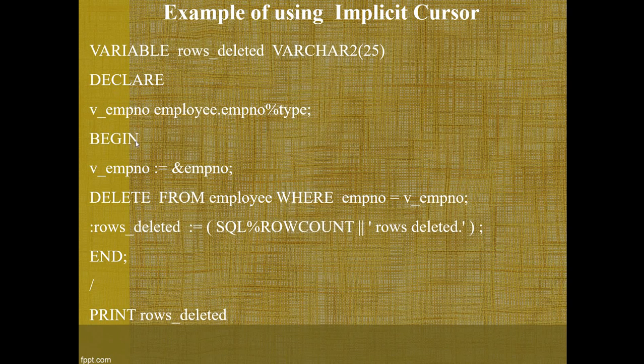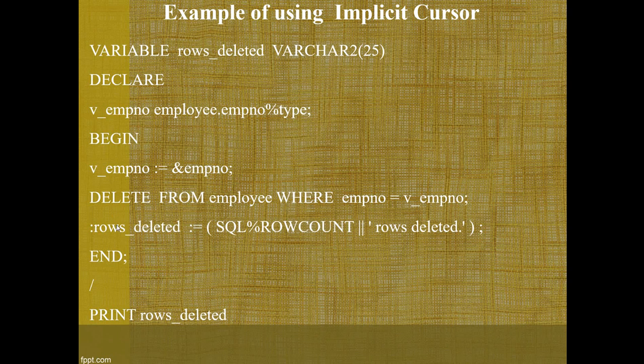Then BEGIN to start the executable code. v_emp_number := &emp_number. We are getting the value at runtime, so we are using the ampersand symbol. By getting that value, we are going to delete the record based on the emp_number that we get at runtime. So I am writing DELETE FROM employees WHERE emp_number = v_emp_number. So the employee number given here will get deleted.